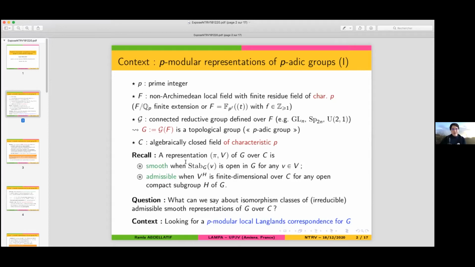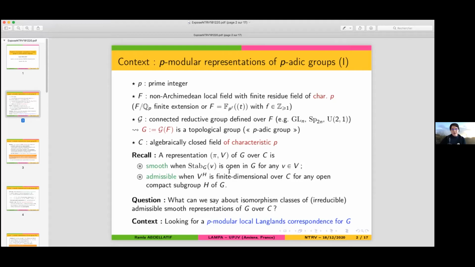Just as a recall, smooth representations are representations in which any vector has an open stabilizer in the group. And admissible representations are those that are kind of locally finite dimensional, meaning that if I fix an open compact subgroup H of G, then the space of H-fixed vectors will be finite dimensional over the base field. Most of the time we're interested in admissible smooth representations and in their isomorphism classes. And so to start with, we can just focus on irreducible admissible smooth representations.